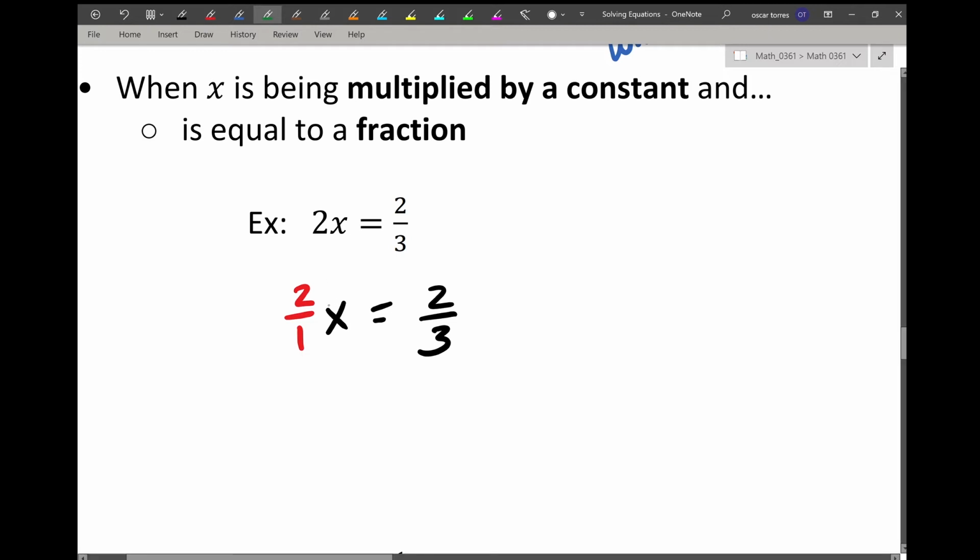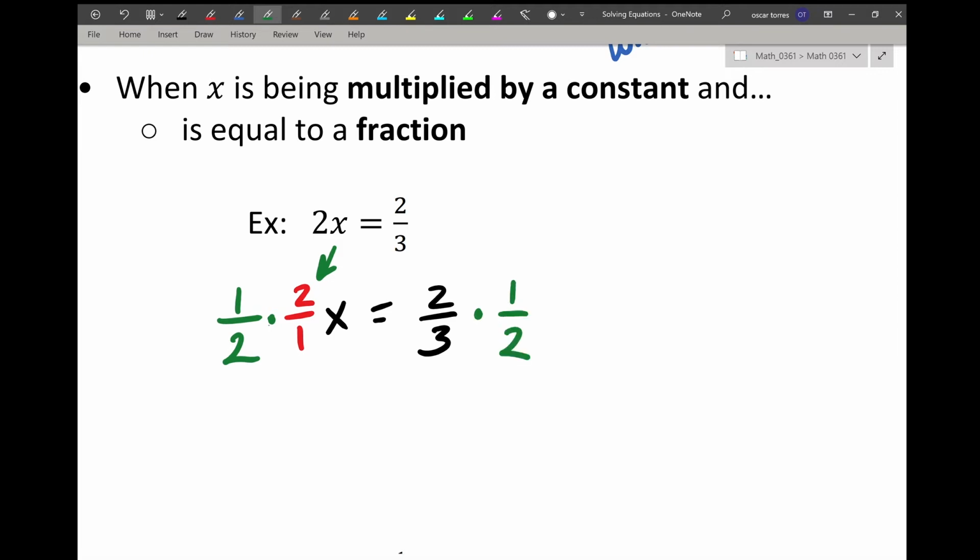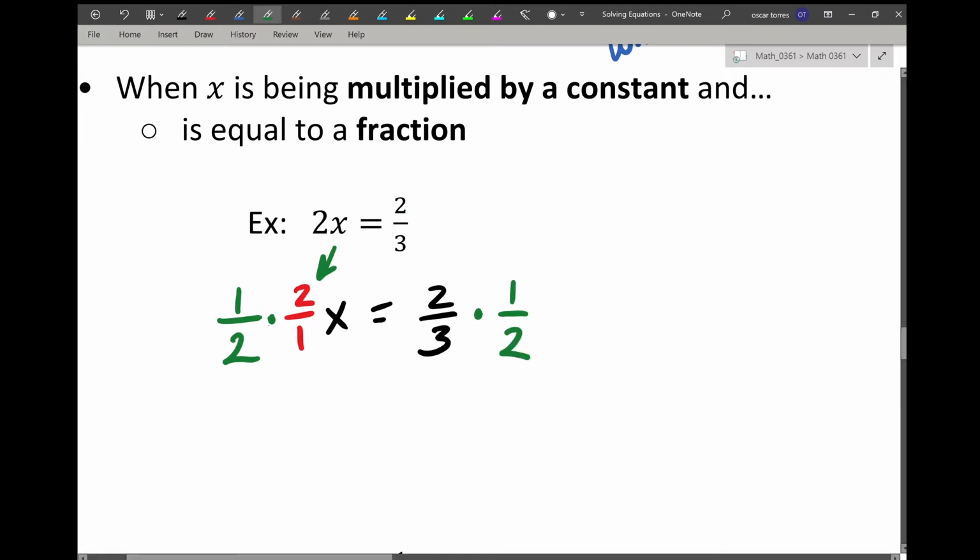To get the x by itself in these situations, we take the reciprocal of this fraction. So we take that fraction and we flip it around. So we would write it as 1 over 2. And we would multiply it to both the left side and the right side. Now on the left side, even though we are multiplying them, they end up canceling out. The 2's go away and the 1's cancel out. This leaves me with x is equal to whatever the right hand side is.